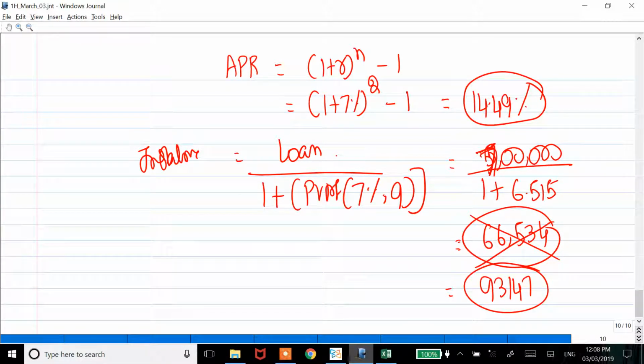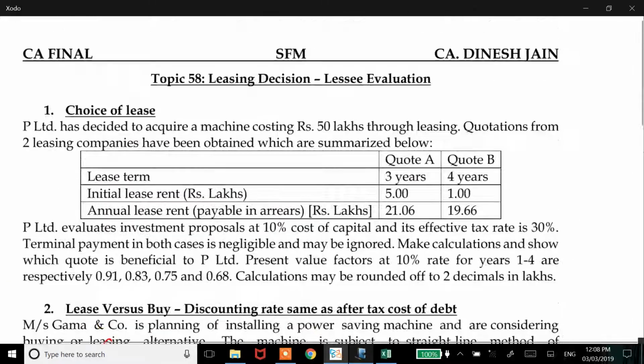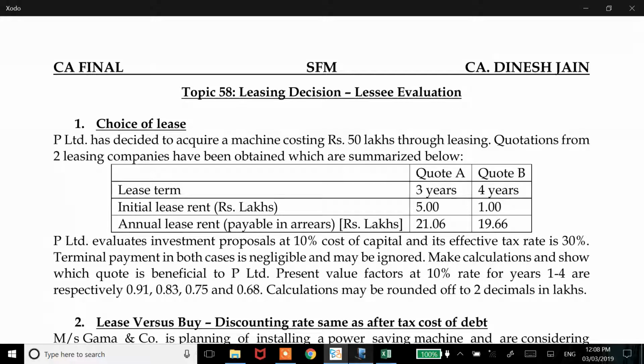So if you are clear on this, whenever you are repaying something at the end of the year, the formula is divided by annuity factor R comma n. If you are paying at the beginning of the year, 1 plus annuity factor R comma n minus 1. Any doubts on this? Clear? Any doubts on this part? Let's do question 1. Any doubts on question 2?